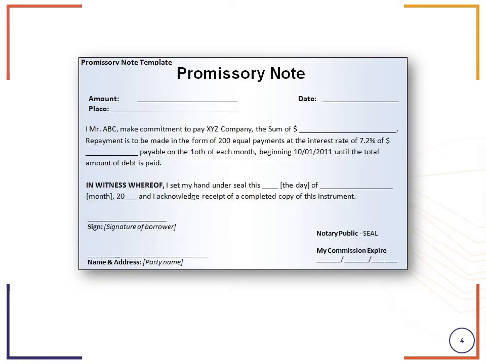This is an example of a promissory note. A promissory note must consist of face value, date of the note, borrower's name, lender's name, maturity value, term of the note, and maturity date.